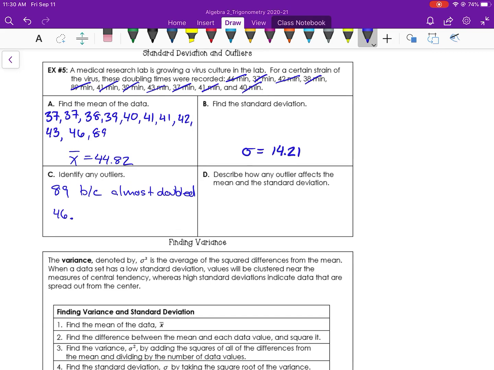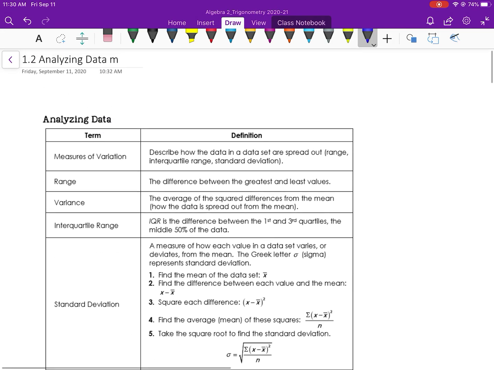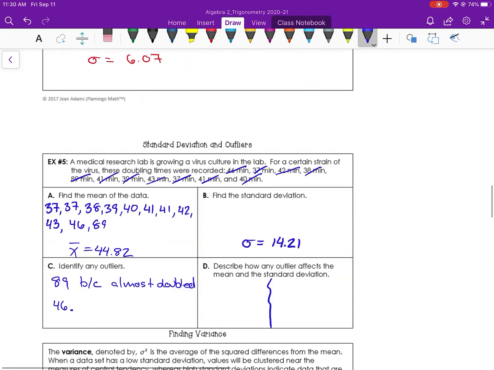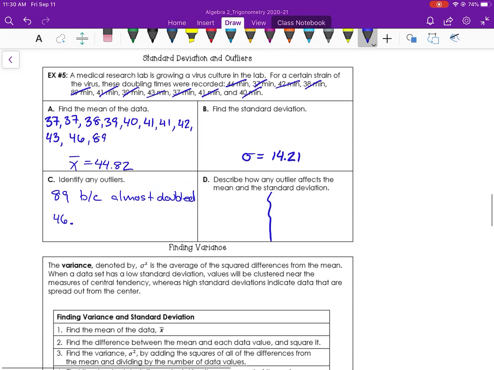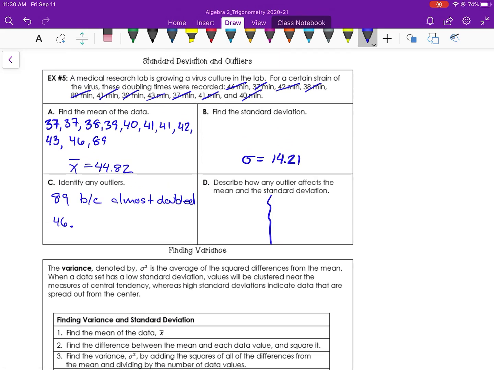Alright, so I'm going to just cut this into 2 columns. Oops, sorry. Alright, pause, back in action.